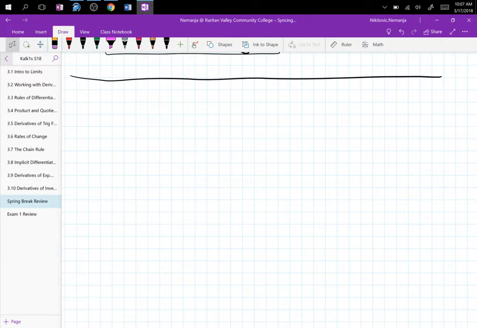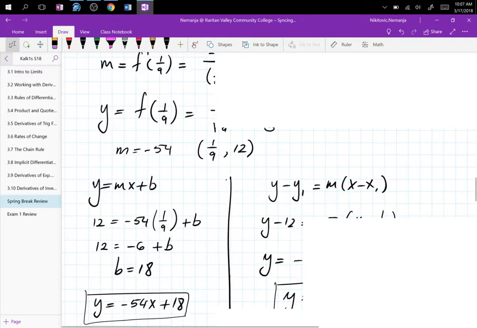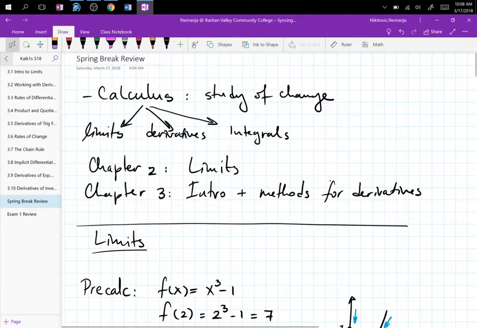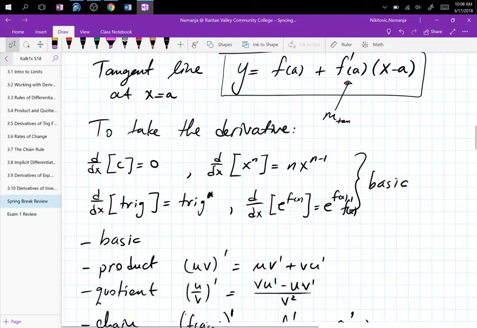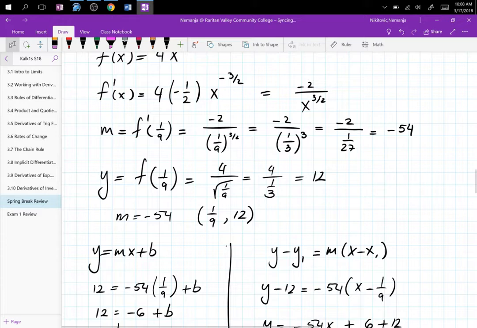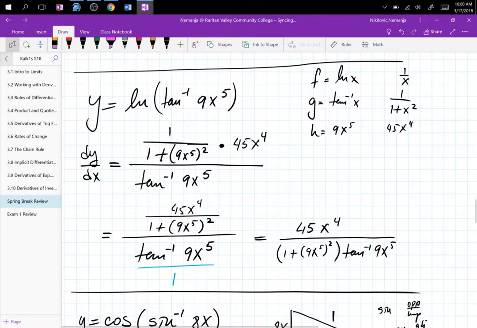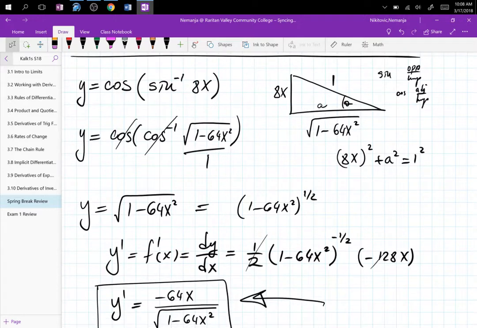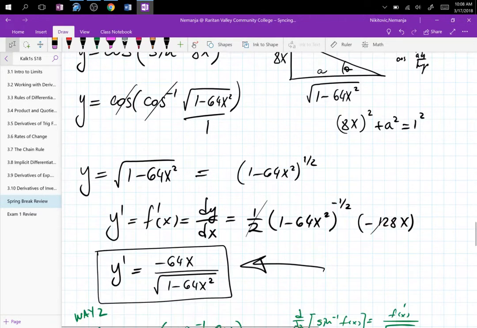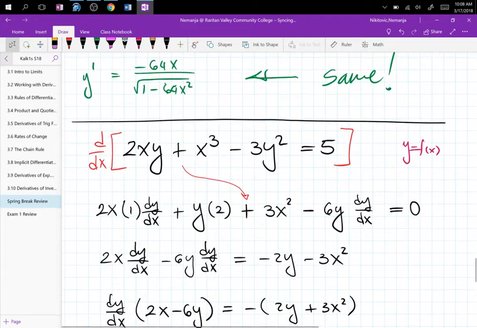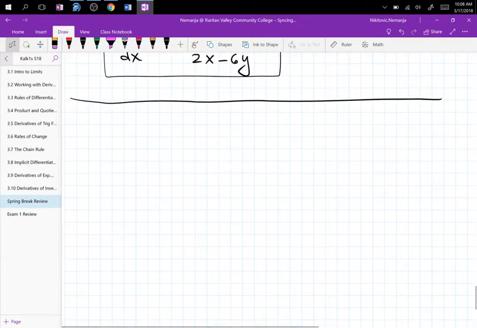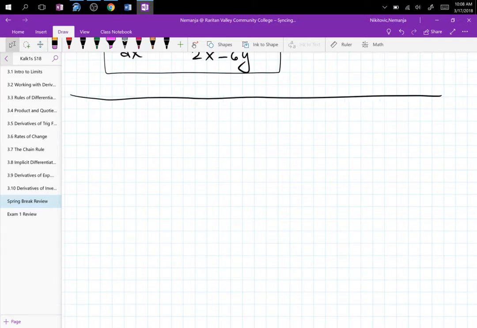Anyway, so what did we do so far? We did the quick review, basic derivatives. Okay, so we did the tangent line problem over here. We did the cool chain rule problem. This was another chain rule problem which we actually turned into a much easier chain rule problem and did a different way. And then implicit differentiation. What else?